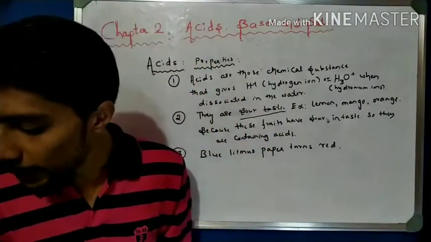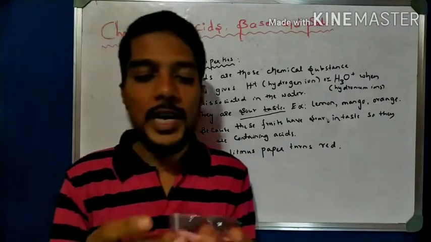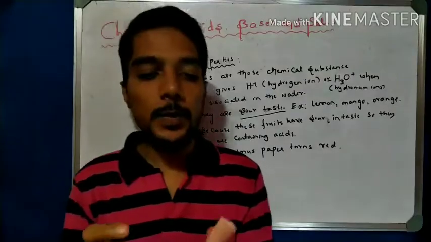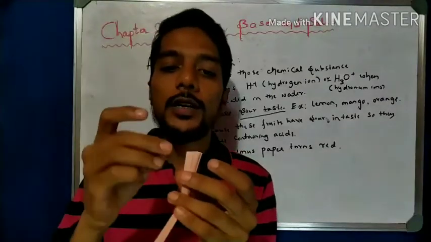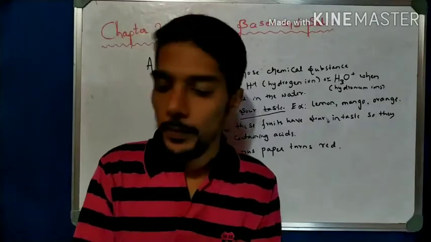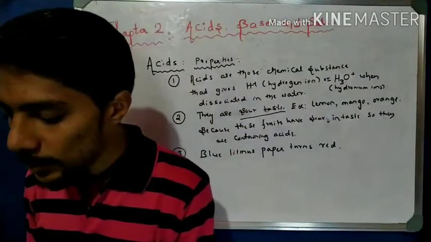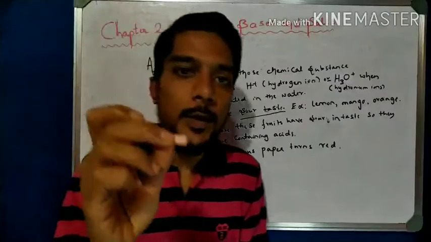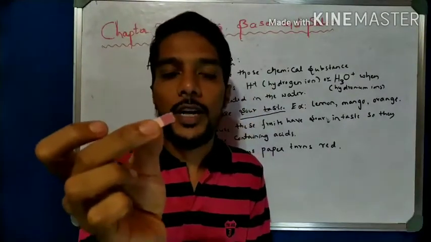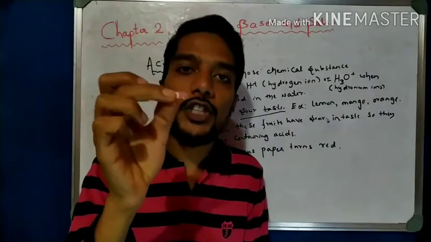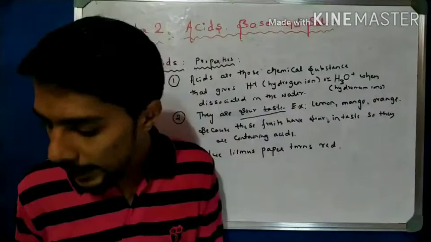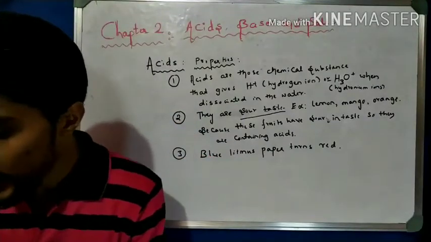So what happens if I put a red litmus paper into the acid? I take a red litmus paper and I put it into the acid. Observe what happened. There is no change in color. So red litmus paper shows no change in color in acid, but blue litmus paper changed to red. So we have done this activity.